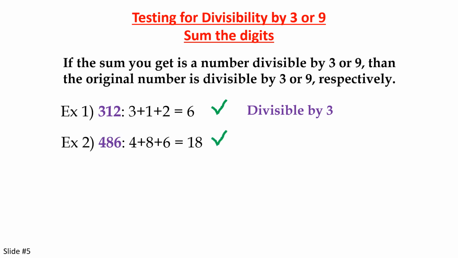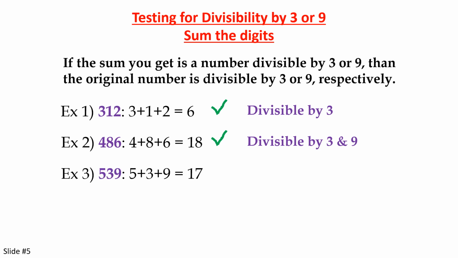486, 4 plus 8 plus 6 is 18. 18 is divisible by 3 and 9, which means 486 is divisible by 3 and 9. 539. 5 plus 3 plus 9 is 17. 17 is not divisible by 3 or 9.